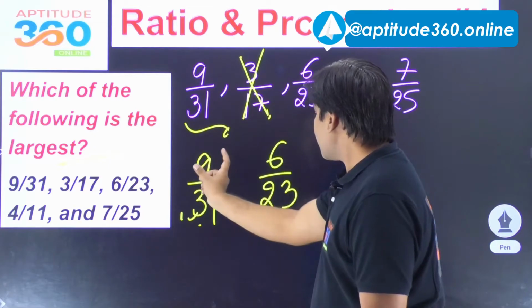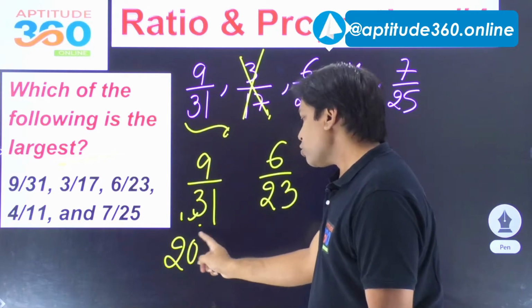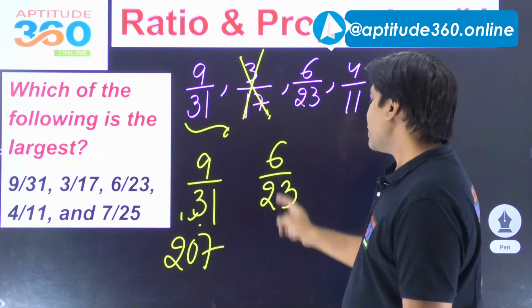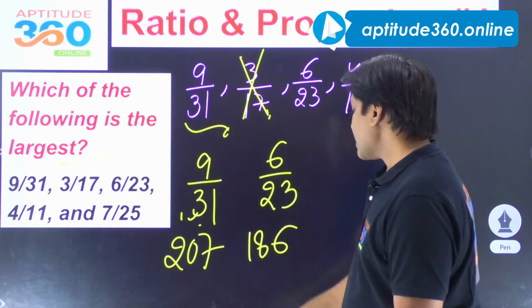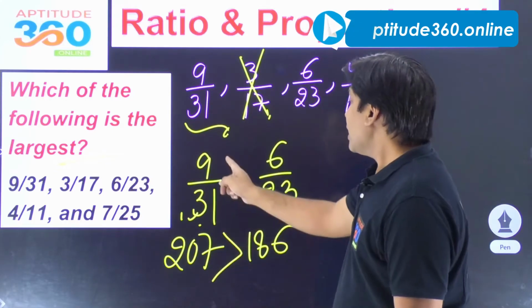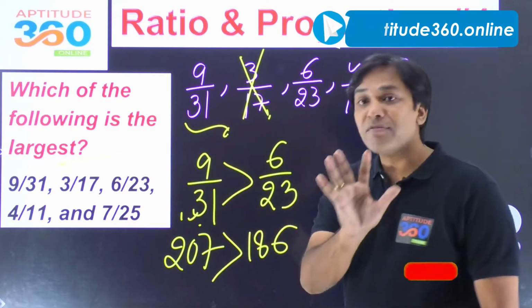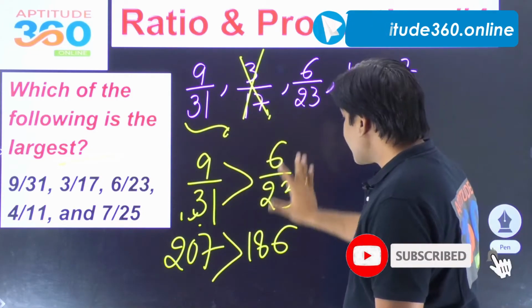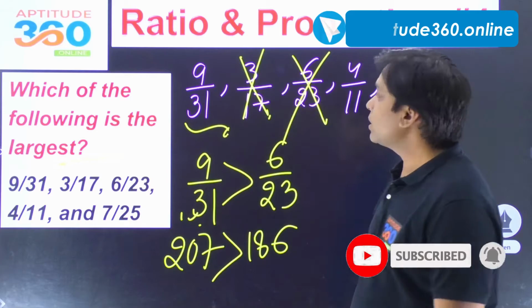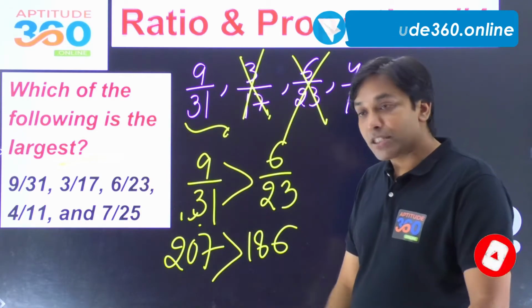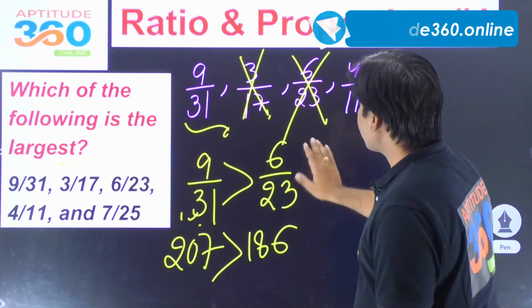सो अब यहाँ पे अगर आप ये करोगे ना, 23 into 9 is going to be 207, right? And 31 into 6 is coming out at is what? 186. And because 207 is bigger than 186, you still have 9 by 13 bigger than 6 over 13. So this option is also gone. This is not the bigger one. है ना मैजिक है?